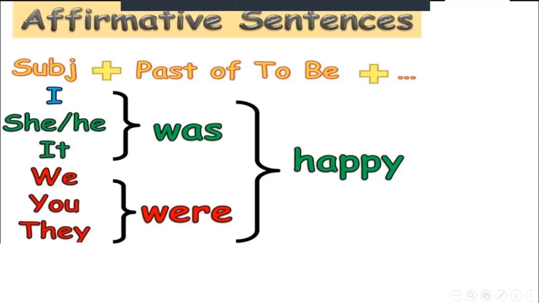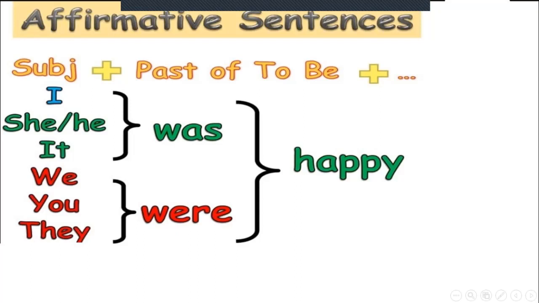Today we'll know about was and were. Okay, was and were are the past form of verb to be. Verb to be in present is, are, and am. But in the past it is was and were.